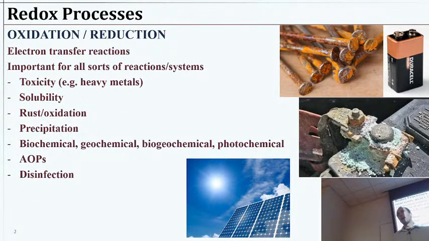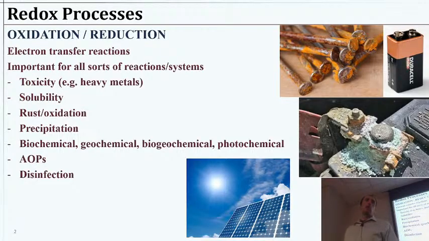Sometimes we might describe it as an oxidant taking away electrons from something else. Then the oxidant is reduced. So the language can become a little confusing, but an oxidant is taking electrons. A reductant would be forcing electrons onto something else. Okay, so that's the general sense of it.